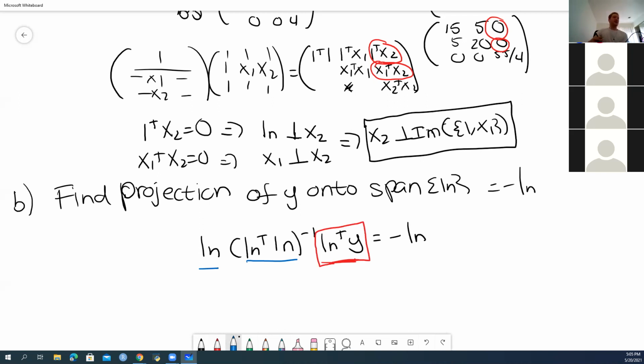So just for reference, this is going to be 15 because I believe n is 15. So yeah, this is equal to 15.